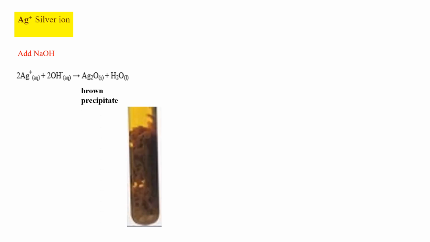Next, we look at silver ion and how we can test for silver ion using sodium hydroxide solution. Upon adding sodium hydroxide solution, we will end up forming silver oxide, which is a brown precipitate that doesn't dissolve when excess sodium hydroxide is added. Upon the addition of ammonia, a brown precipitate will again form, but this precipitate is going to dissolve when excess ammonia is added.